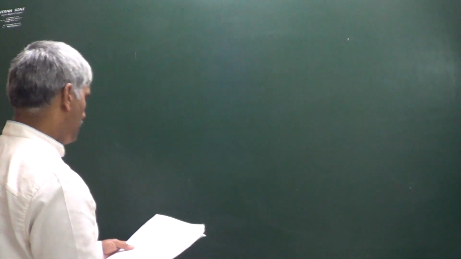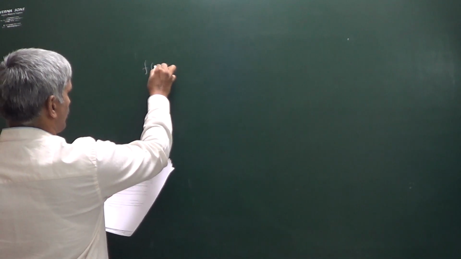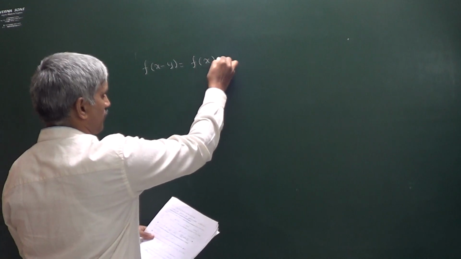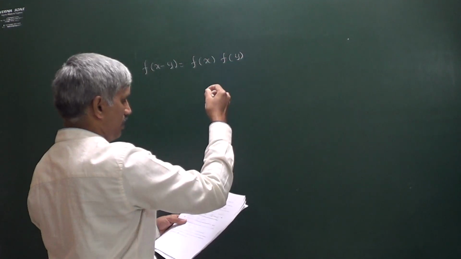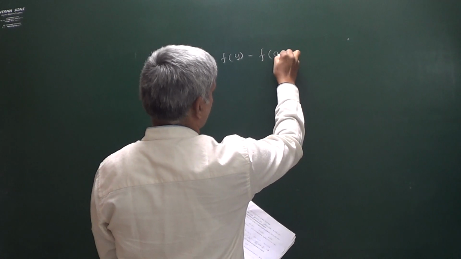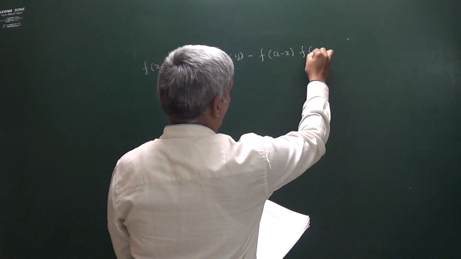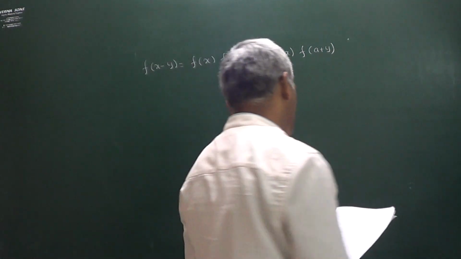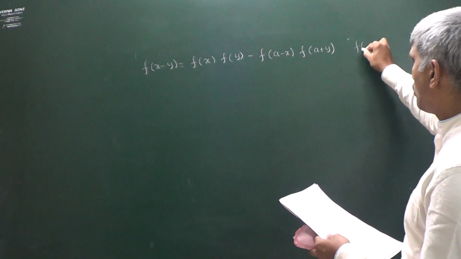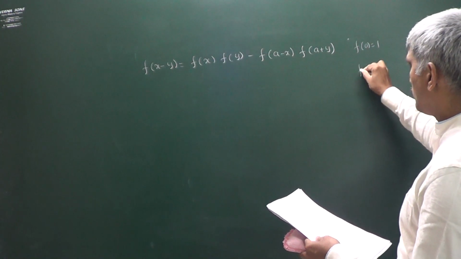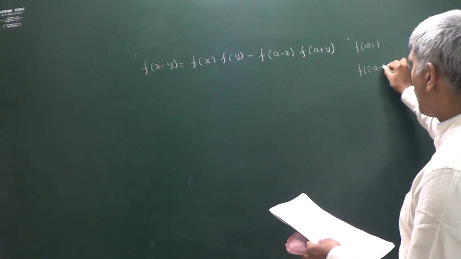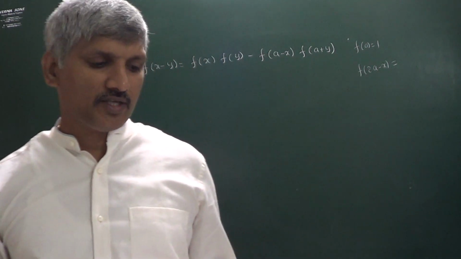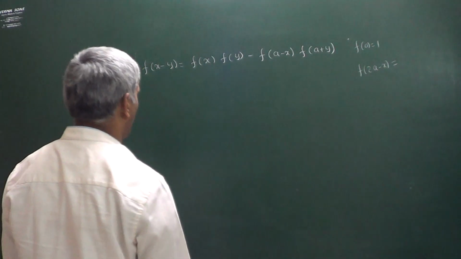F is a real valued function satisfying the functional equation f of x minus y is equal to f of x into f of y minus f of a minus x into f of a plus y. That is the functional equation given, where a is a constant, and also he is saying f of 0 is equals to 1. Then he is asking to find f of 2a minus x. So the options are given, like f of x, minus f of x, 2 times f of x, a times f of x.